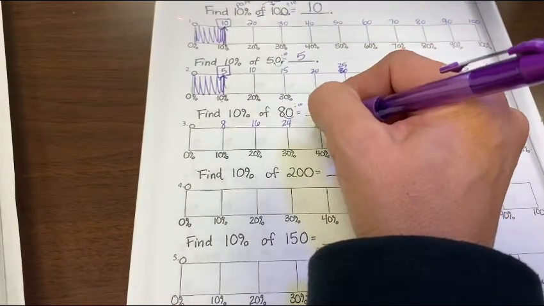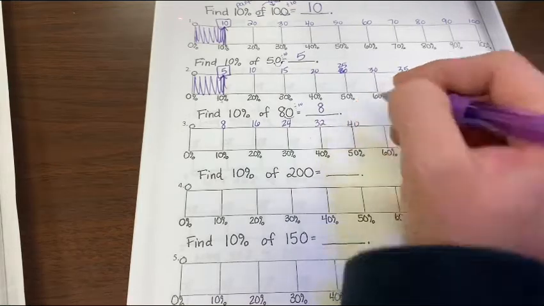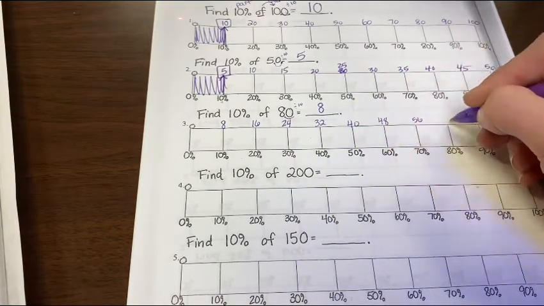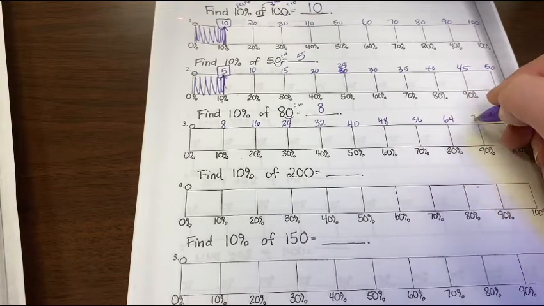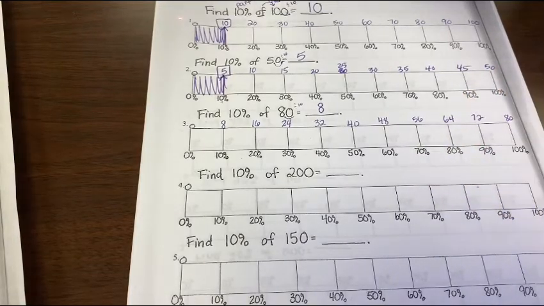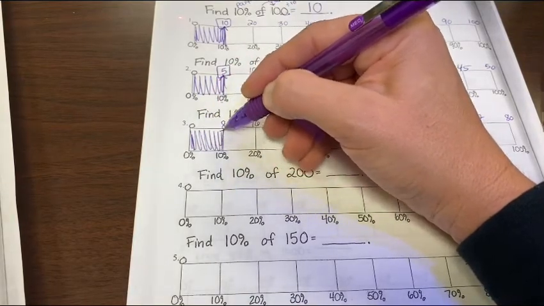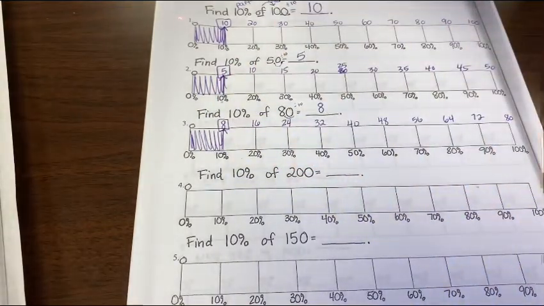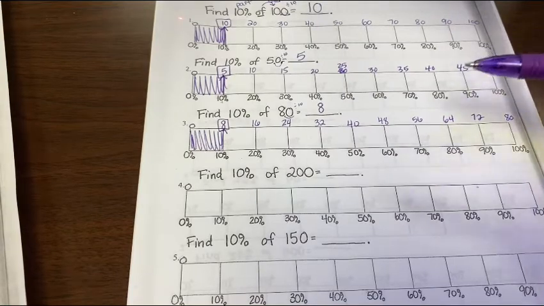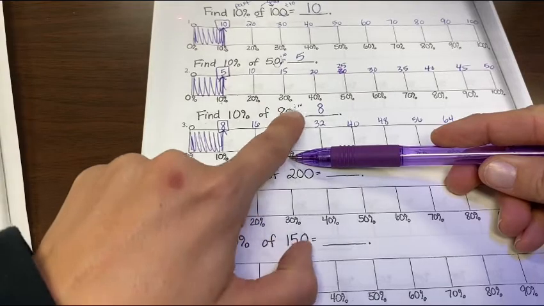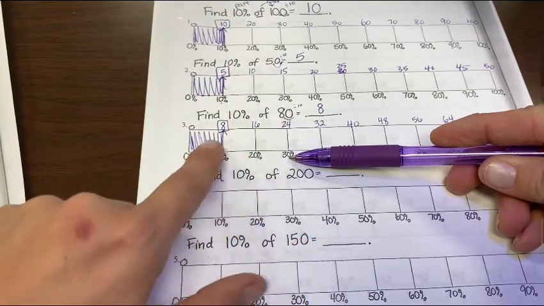We have 8 times 4, 8 times 5, 8 times 6, 8 times 7, 8 times 8, 8 times 9, and 8 times 10. So I'm going to shade to 10%, and 10% of 80 is 8. So in the store, if there's a 30% off coupon, I think, okay, what's 10%? I move my decimal and I get 8.